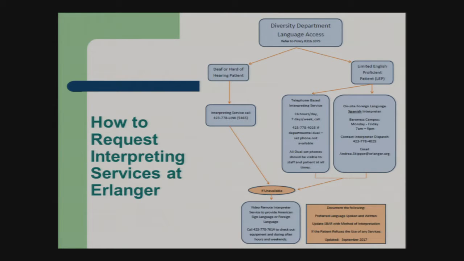This is our algorithm from the Diversity Department and Language Access. If you go to one side, you see the deaf and hard of hearing and who to call. And it's the link number 5465 in the hospital, and they will get in touch with the agencies to provide you a live sign language interpreter. If it is a limited English proficient patient, then there's the algorithm of how to go about it. If you need to go with a telephone or you need our services here on campus, you can contact our dispatch number at 4025.